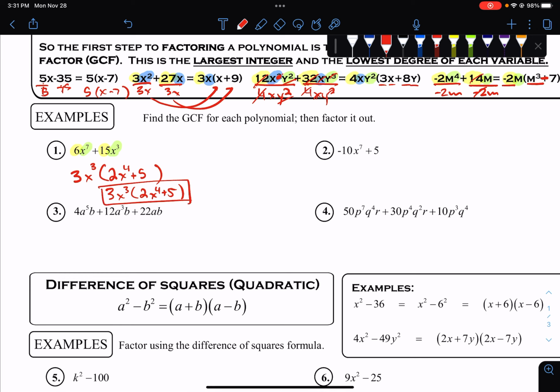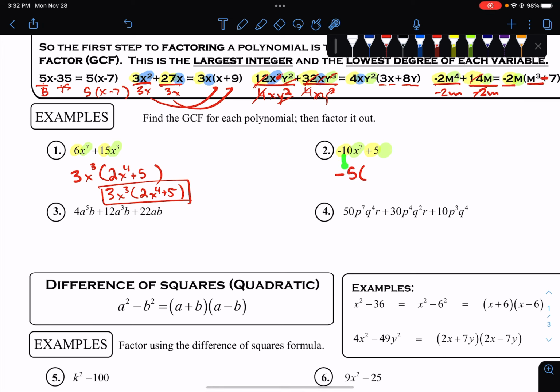Okay? Number 2, negative 10x to the 7th plus 5. I'm going to look at the numbers first. What goes into both of these? Well, I don't want that negative out in front, so I'm going to take out a negative 5 from both of those. And this one has an x to the 7th, but this one doesn't have any x's, so I'm not going to be able to take out any x's. All I'm going to be able to take out is a negative 5.